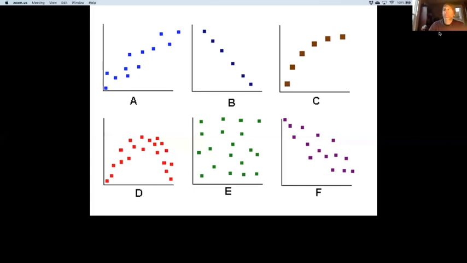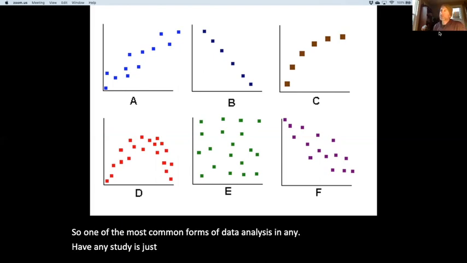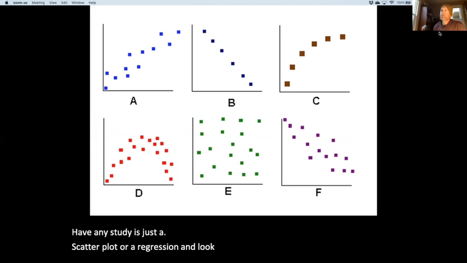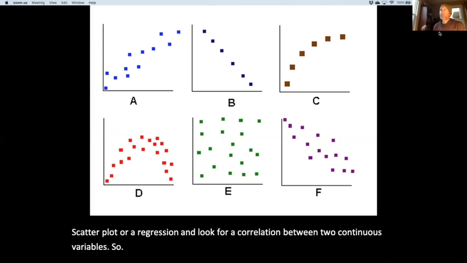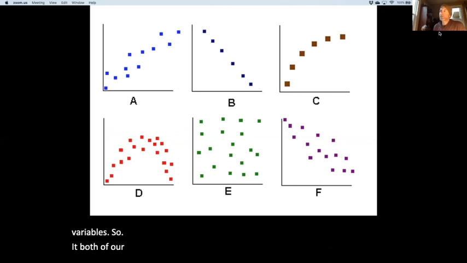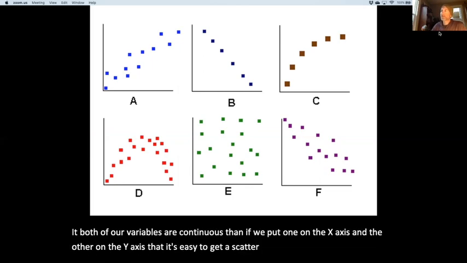So one of the most common forms of data analysis in any study is just a scatter plot or a regression to look for a correlation between two continuous variables. So if both of our variables are continuous, then if we put one on the x-axis and the other on the y-axis, it's easy to get a scatter plot like what you're looking at here.